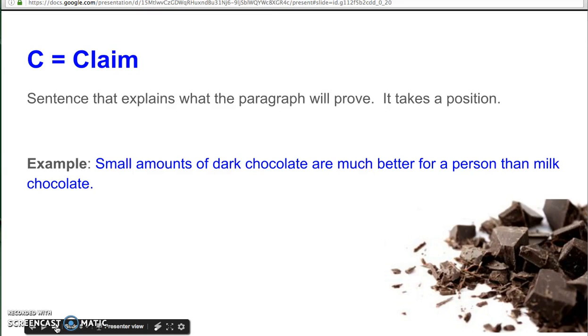Small amounts of dark chocolate are much better for a person than milk chocolate. That's my claim. That's what I'm going to set out to prove.